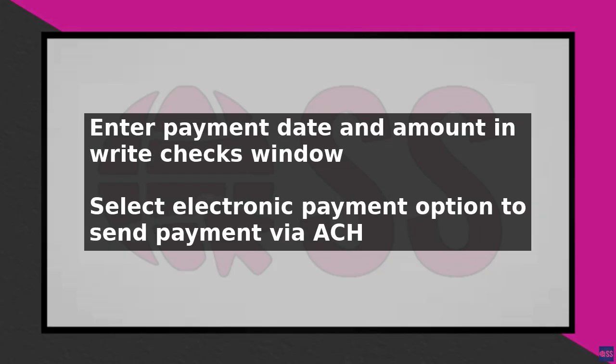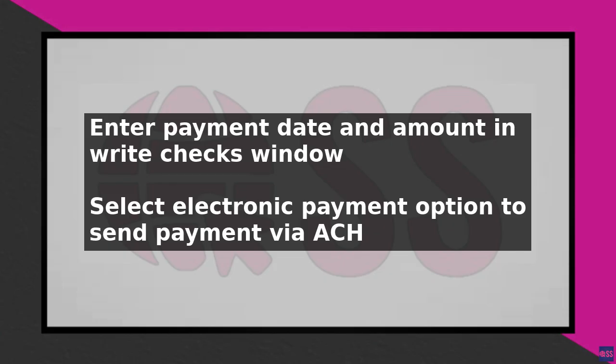Go to the Banking menu and click on Write Checks. In the Write Checks window, select the bank account you want to use for the ACH payment. Enter the payment date, check number, and payment amount. In the Pay to the Order of field, enter the name of the recipient. In the Address field, enter the address of the recipient.